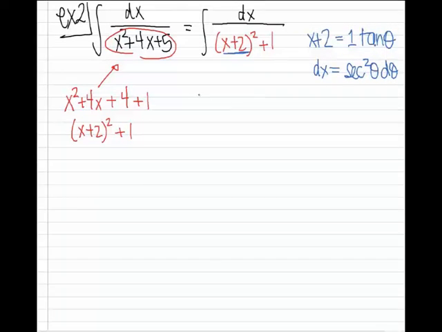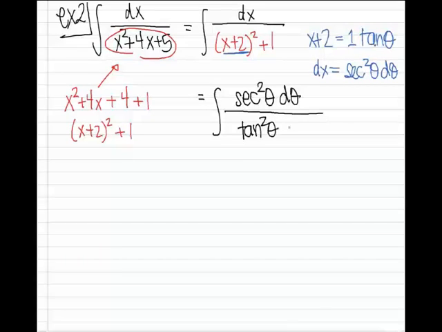So let's continue on with our substitution. I'll put secant squared theta d theta in my numerator. Then I have x plus 2 quantity squared, so that means I have tangent squared theta plus 1. And what does tangent squared theta plus 1 equal? It equals secant squared theta, so that's going to completely cancel out. All I have left now is the integral of d theta, which is theta plus our constant.